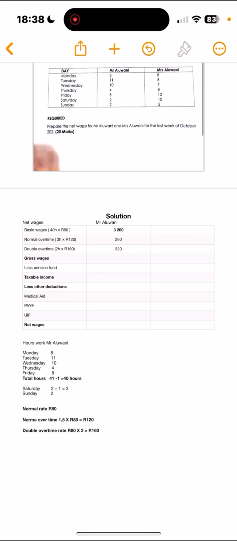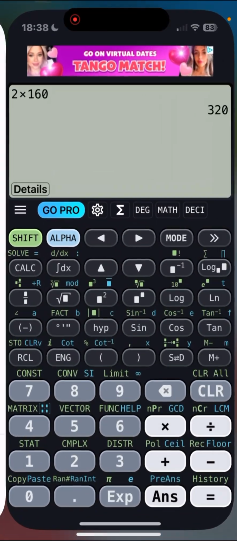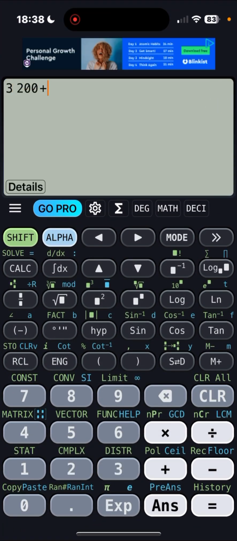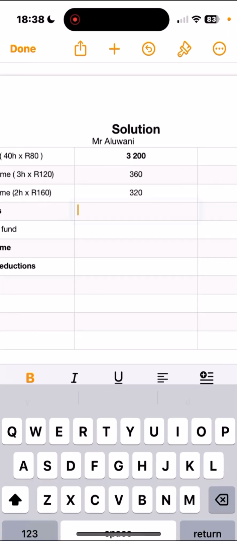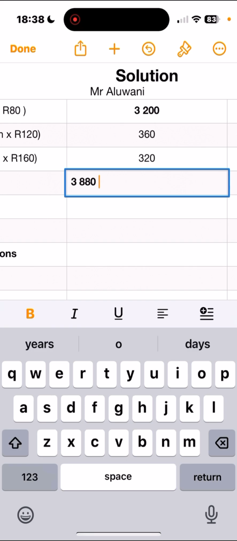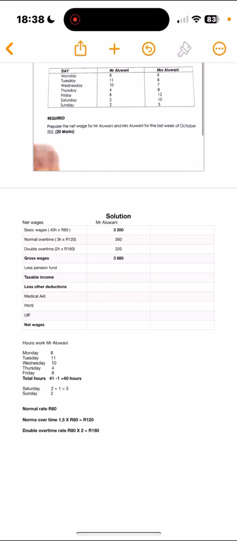I'm sure you are following how I got my hours and how I got my rates as per the wages: basic, normal overtime, and double overtime. And then we add all of them to get the total. It is 3,200 plus 360 plus 320, which gives me 3,880. That is the total of basic gross wages for this person called Mr. R1. And then after that, we need to look for the pension fund.